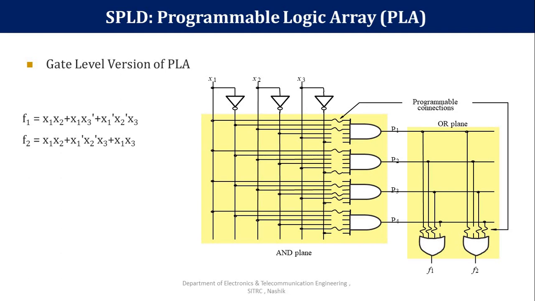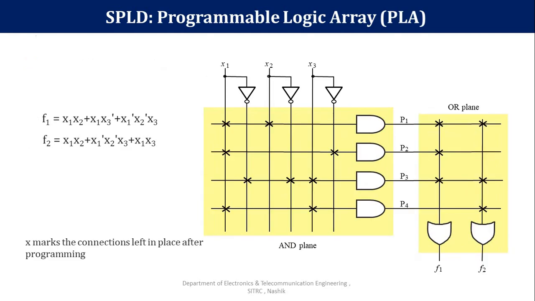Here in both these cases, two products are similar, only two products are different. Hence in total, to implement these two functions, 4 product terms are required because 2 are common. Hence P1, P2, P3 and P4 are given to the programmable OR plane. Again the OR plane adds these product terms, and function F1 adds its product terms while F2 adds its own, generating the functions F1 and F2.